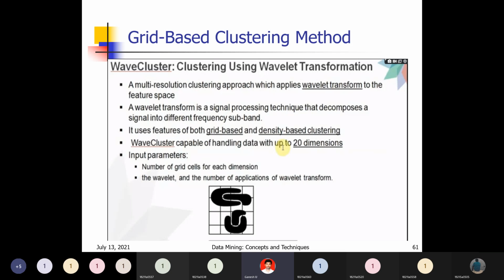We are using the principle of wavelet transform. That's why it is called WaveCluster. Okay, so WaveCluster simply uses the principle of wavelet transform. It is a grid-based clustering method. That's why we divide the data into a number of grid cells, and we divide the data into a number of clusters based on density. So this is the process of WaveCluster. In this way the WaveCluster can be formed.